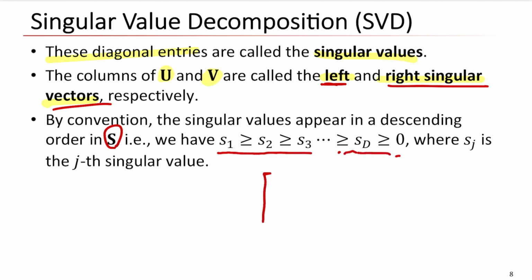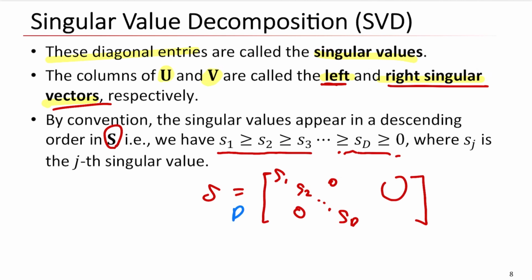So when you think about the S matrix, S1 here, S2 here, SD here, and zeros here, because the size of S is T by N. We assume that N is larger than T. So this is the singular value decomposition.